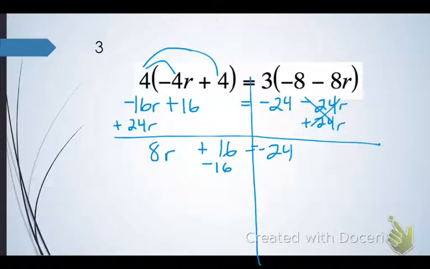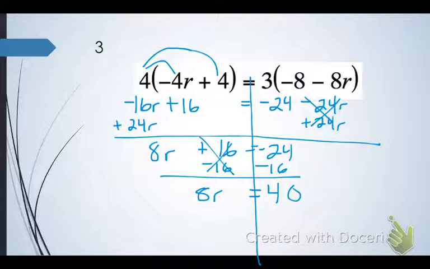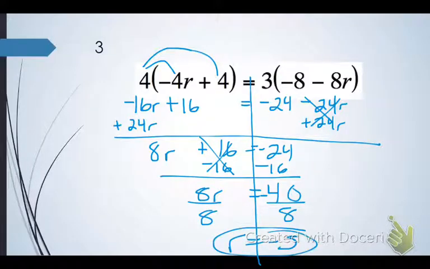Then I minus 16 from both sides. 8r equals, these are both negative, so I add and end up with 40. And it is negative. And then I divide by 8 on both sides to get r equals negative 5.